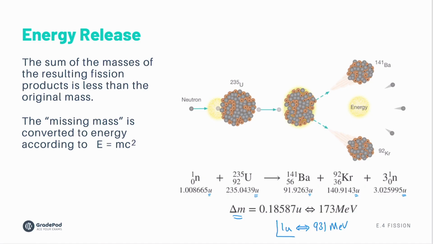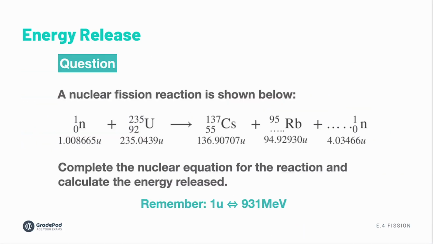Can I remind you again that this is not in the data booklet? You need to memorise this. It's really no different to the calculation you carried out with radioactive decay, and let me prove it. Here's an example question. A nuclear fission reaction is shown below. Complete the nuclear equation for the reaction and calculate the energy released.